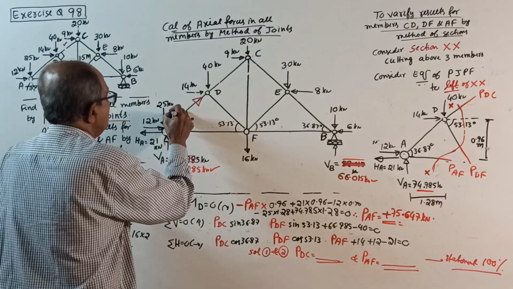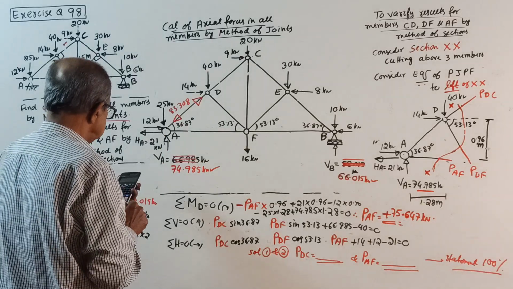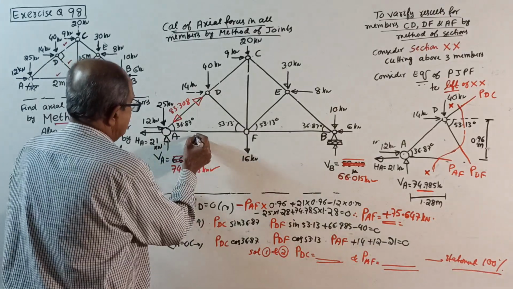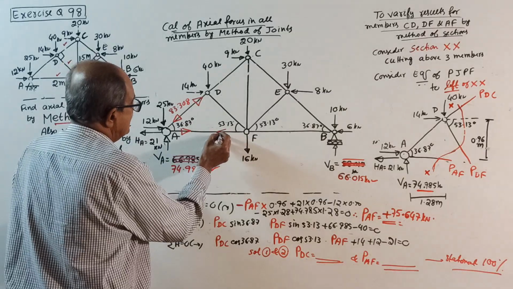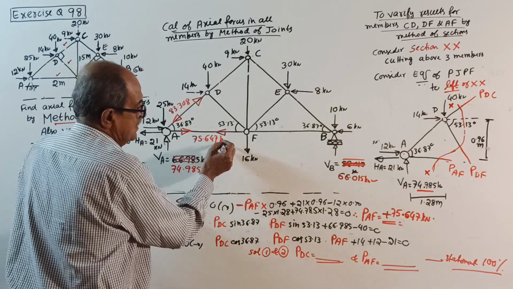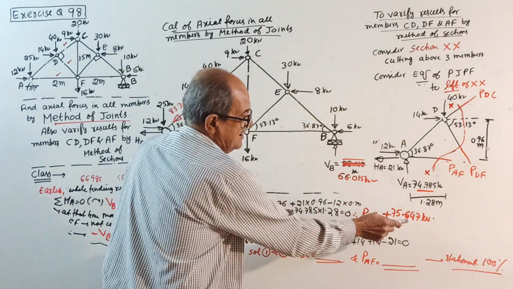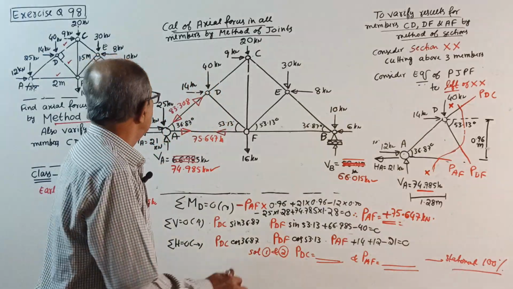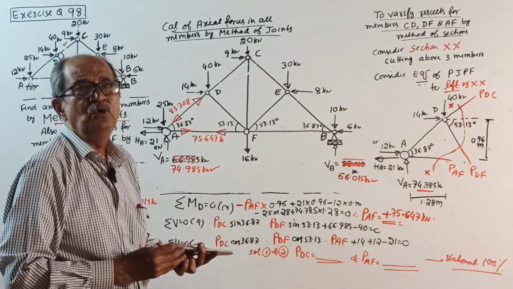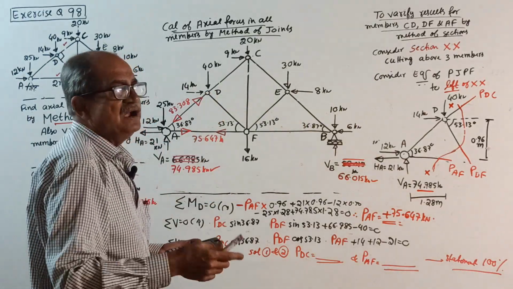I write here 83.308 into 0.8 plus 21 minus 12. 75.647. See later, method of sections. See here, force in EIF by method of section. See, perfectly tally later. Oh, now I will come to joint B. Both are inclined. So for you, simultaneous equation will come. For me, no problem. Because this is perpendicular, I can do it very fast.